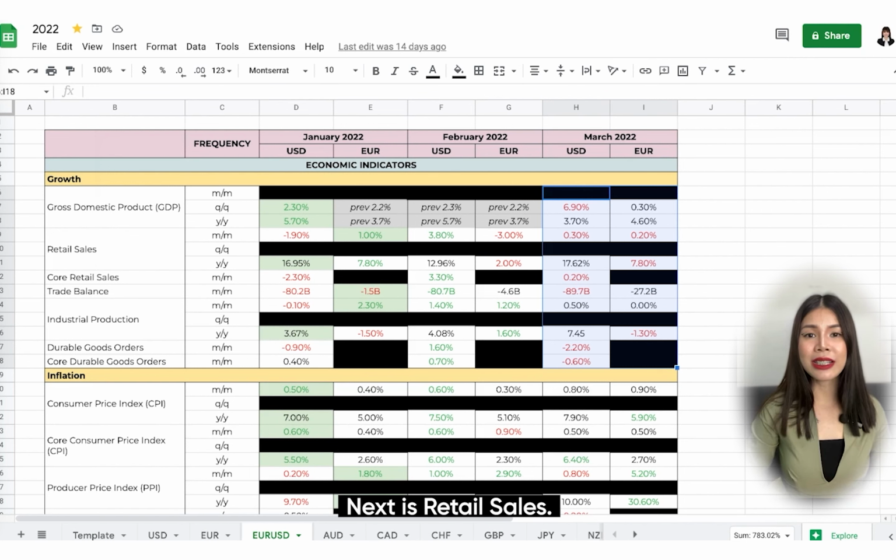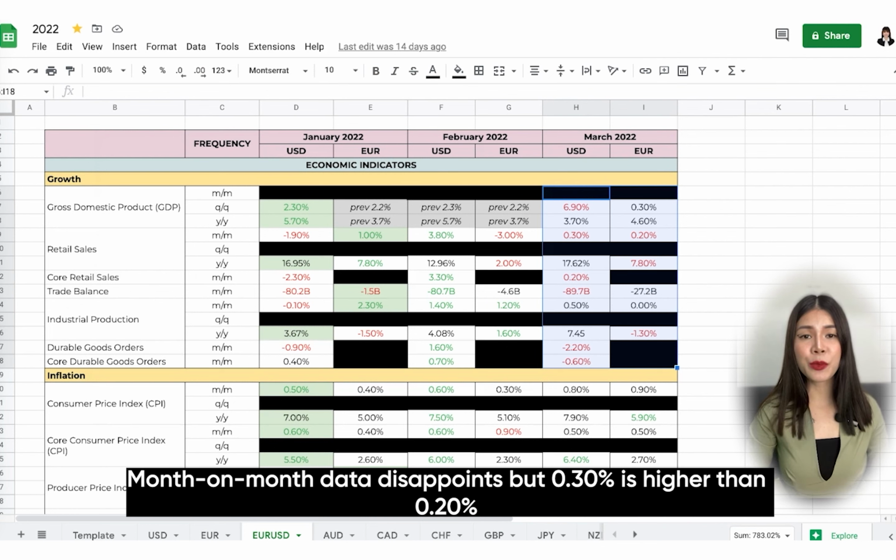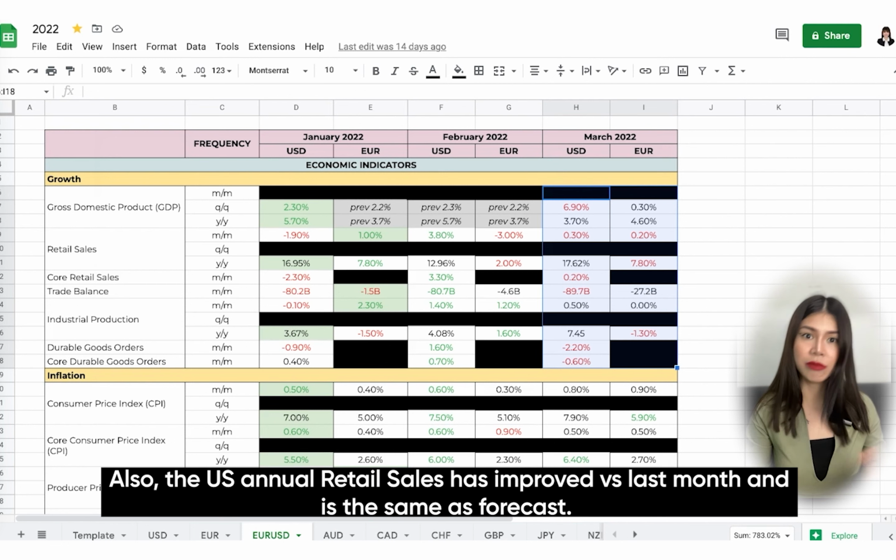Next is retail sales. So the month-on-month data disappoints, but 0.3% is higher than 0.2%. Also, the US annual retail sales has improved versus last month and is the same as forecast.